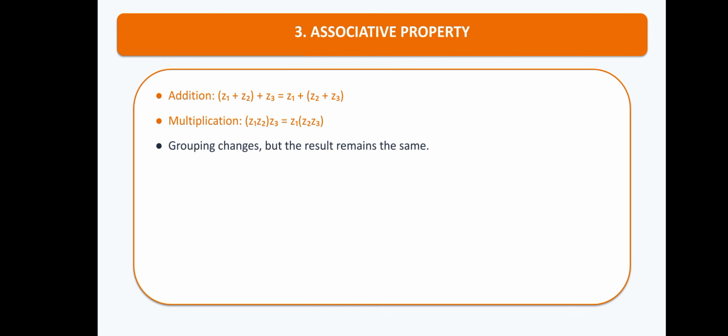Alright, the third one is associative property of complex numbers. Addition, again z1 plus z2 plus z3, or z1 plus z2 plus z3 with different grouping, means we have 3 complex numbers, but the order doesn't matter. In any case of associative property of addition or associative property of multiplication, order doesn't matter. Whenever we add 3 complex numbers or whenever we multiply 3 complex numbers, the grouping changes, but the result remains the same. Alright.